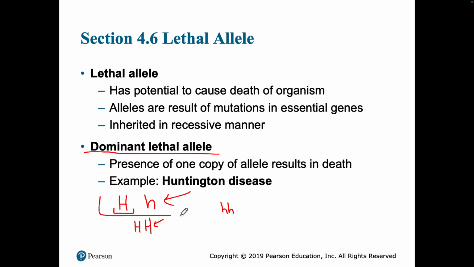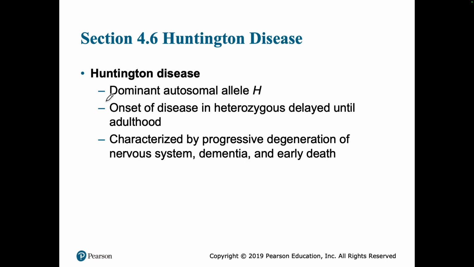But when does this person die? Unfortunately, this person usually dies in their 40s or 50s, so after they've reproduced and likely passed on this allele to the next generation. So you only need one copy of it for it to be lethal. So it's a dominant autosomal allele.